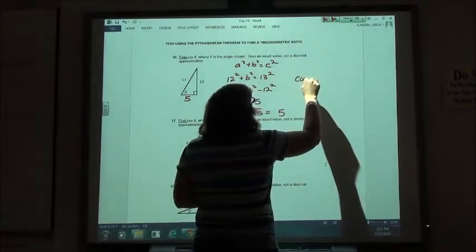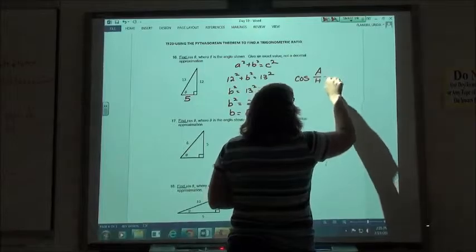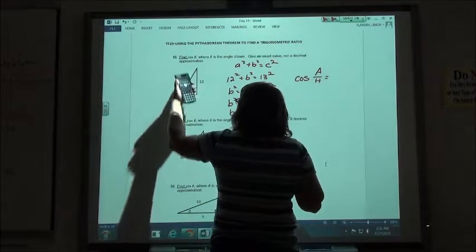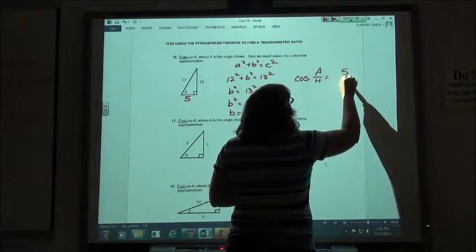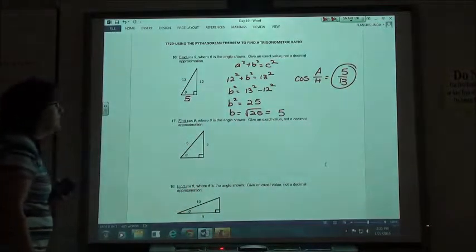We want to do the cosine. The cosine is the adjacent over the hypotenuse. The adjacent is 5, the hypotenuse is 13. So 5/13 is going to be my cosine.